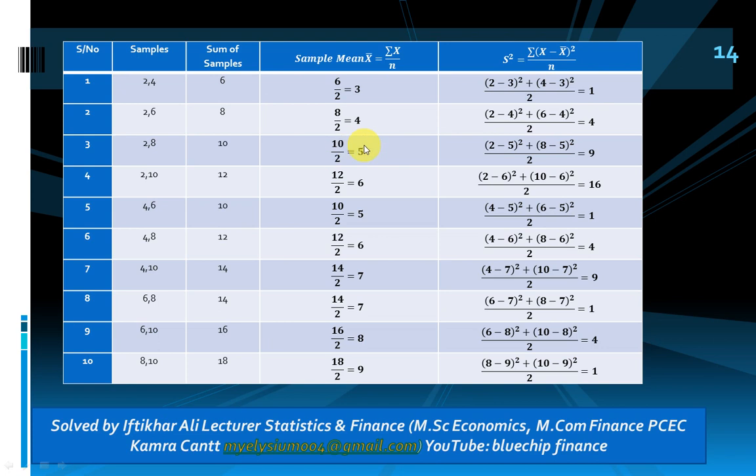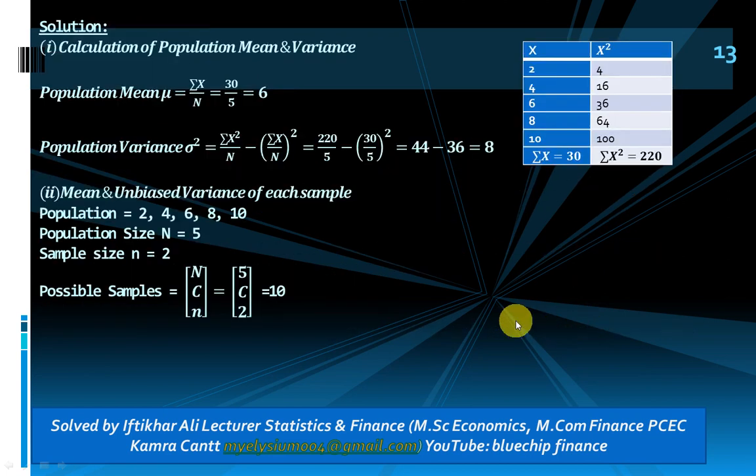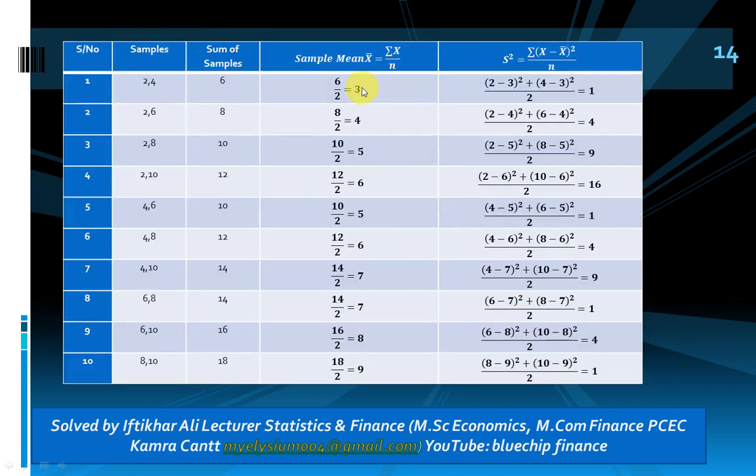(2 minus 5) square plus (10 minus 5) square, plus (8 minus 5) square, divided by 2 equals 9, and so on. In this way you can calculate the variance for each sample. Now the third question is to calculate the average of the mean of all samples and the average of the variances of all samples.